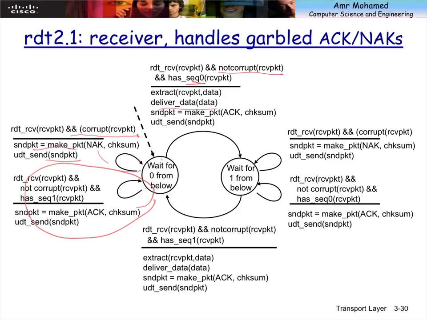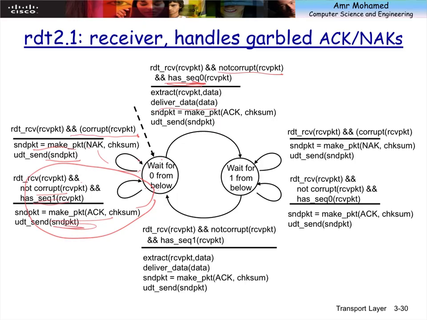Instead, we receive the segment and it's corrupt and the sequence is 1. So in that case, we will send a response, so this is accounted for. Here, I waited for 0 from below. I received sequence 0 from below. So that's correct. Here, I received 1. So this is the new logic.